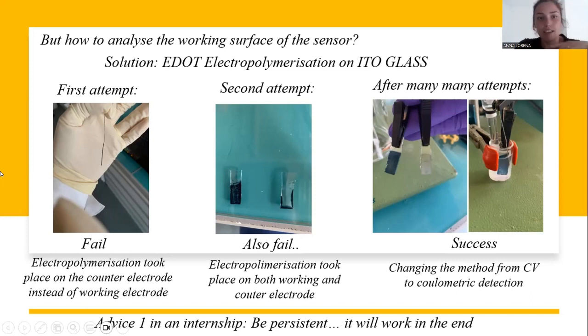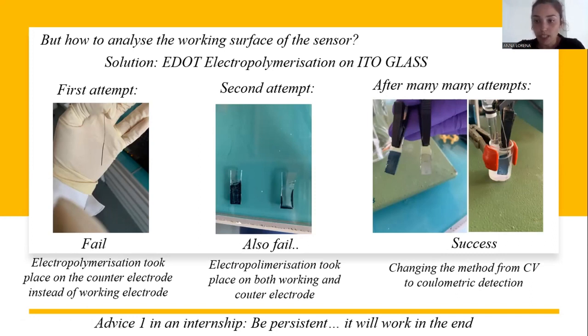So we said, okay, if this is not working, let's try something else. Let's change the counter electrode with another ITO glass. Let's see if it works like this. So apparently it didn't. We tried to do the same thing, but the electropolymerization took place also on the working electrode, though not as good, and also on the counter electrode, and it's not okay. So after many attempts, we stopped and said, okay, let's change the method.